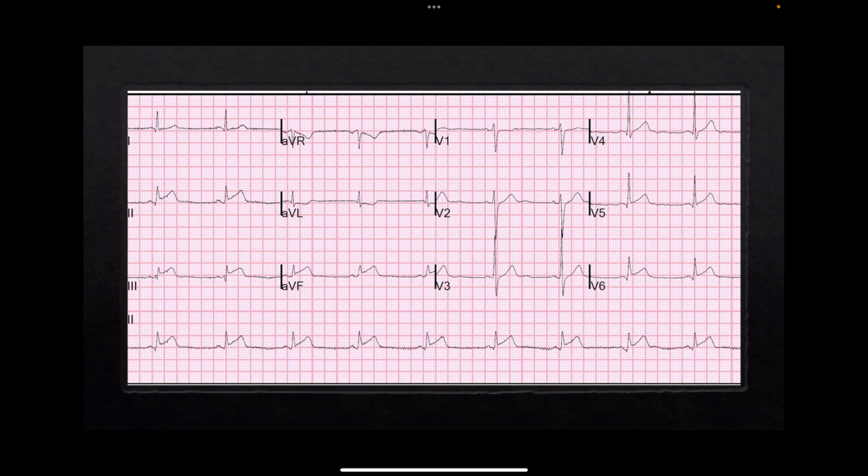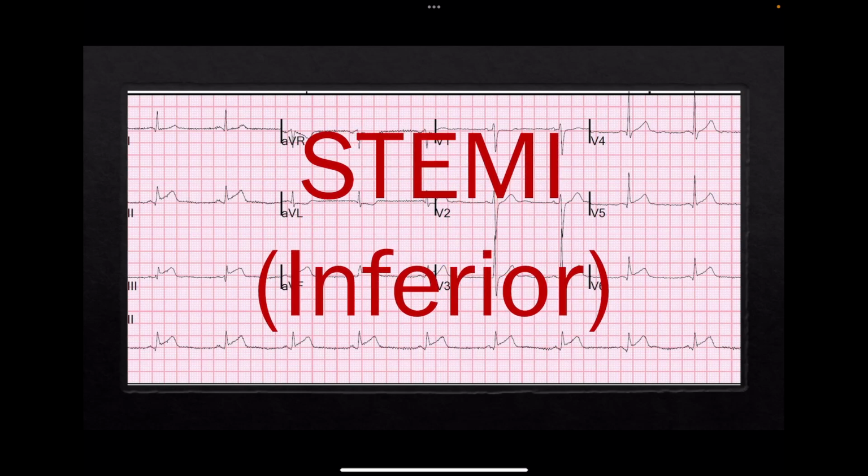Okay, what do you notice about this one? Start again, rate. Is it Brady or tachy or normal? This is Brady. What else do you see? What about the rate, rhythm? Are there P waves? Are they before every QRS? Yes. How is the QRS? A little bit wide, but it's being pulled by the ST segment. What about the ST segment? Where is it elevated? 2, 3, aVF, right? Which is indicative of what? Inferior wall MI. Okay, STEMI.